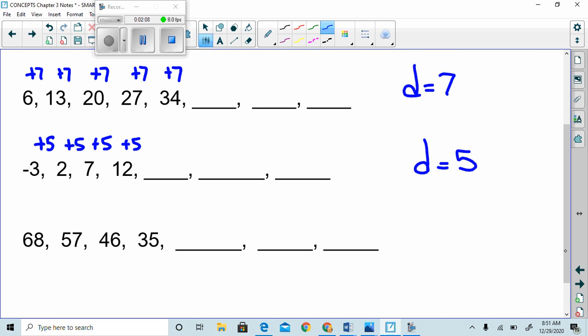Last one. This time the numbers are decreasing instead of increasing, so that means I'm subtracting something. And again, by subtracting successive numbers, I'm going to see that I'm going to continually and repeatedly subtract 11. So my common difference is -11. And you can follow that pattern.